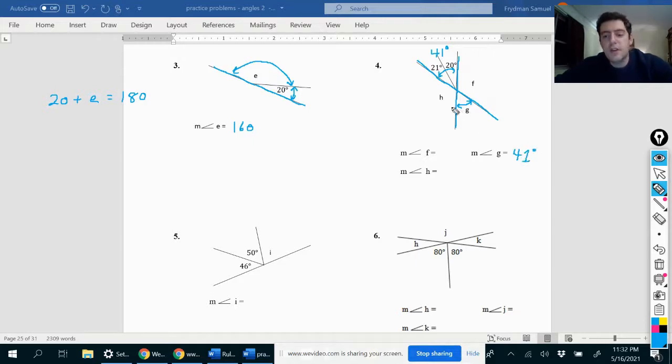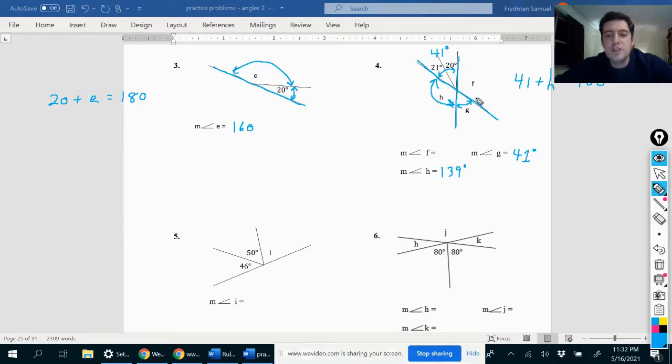Now I also know that angle G and angle H form a linear pair. So 41 plus angle H is equal to 180. So what's angle H? Well, if we do 180 minus 41, we would get 139. So angle H must be 139 degrees.